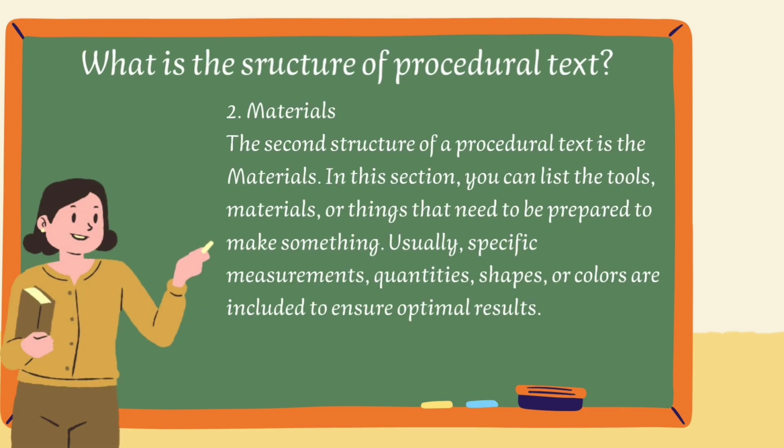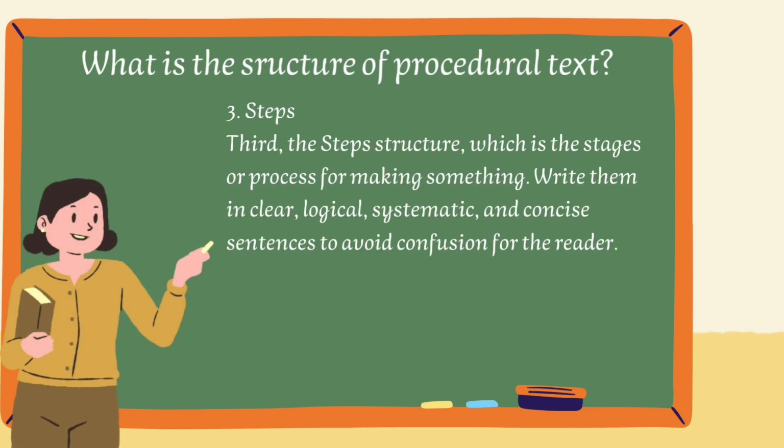Number 2, materials. The second structure of the procedural text is the materials. In this section, you can list the tools, materials, or things that need to be prepared to make something. Usually, specific measurements, quantities, shapes, or colors are included to ensure optimal result. Number 3, step. There's the step structure, which is the steps or processes for making something, written in clear, logical, systematic, and concise sentences to avoid confusion for the reader.